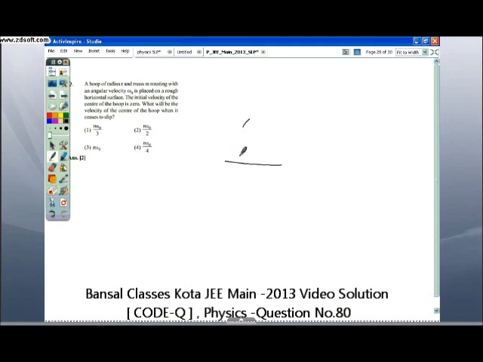Let's try to understand the situation. This is a horizontal rough ground and the hoop is initially rotating with angular velocity omega naught. Obviously it will try to slip on the surface. So when it will try to slip on the surface, the point of contact will try to go in the backward direction, so there is a friction force that is acting in the forward direction. So this friction force will be kinetic friction and it will try to push the hoop in the forward direction.